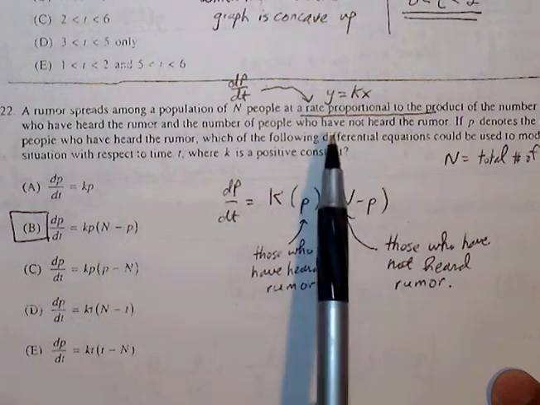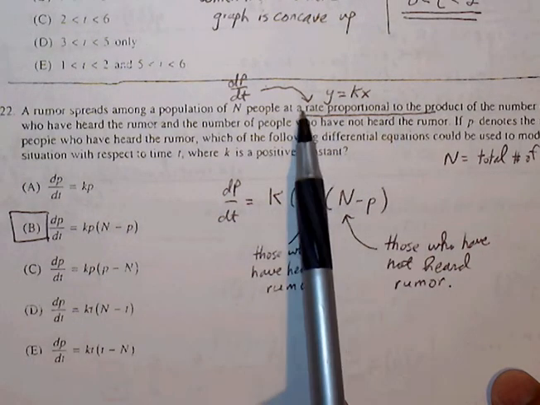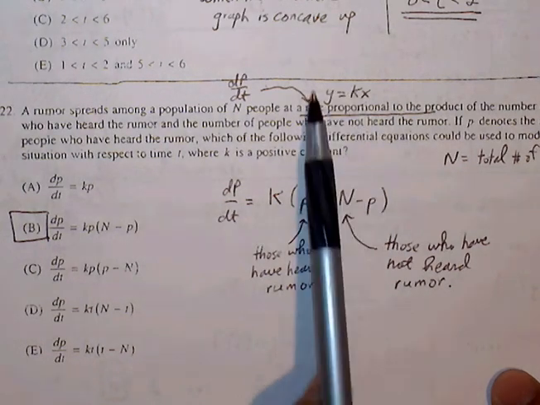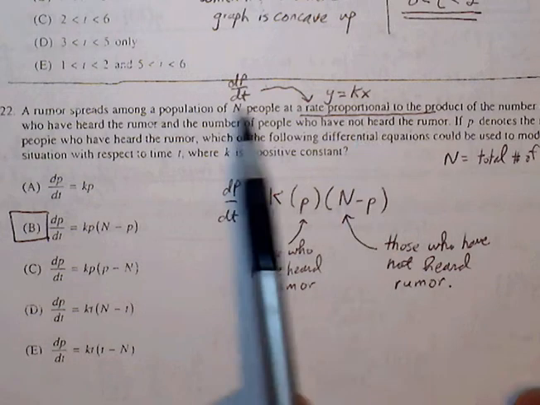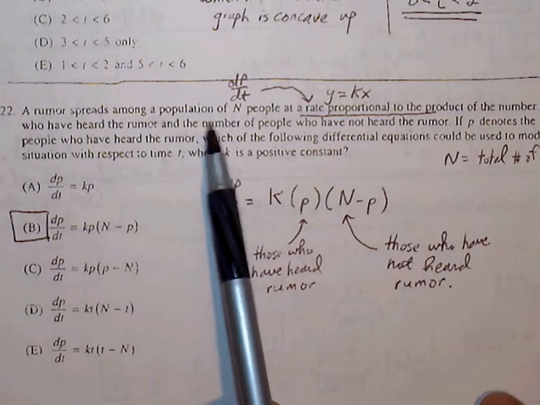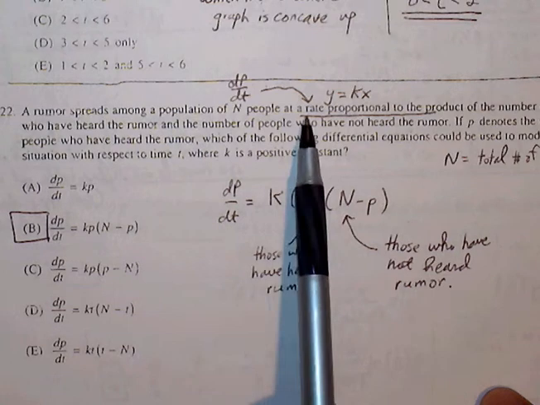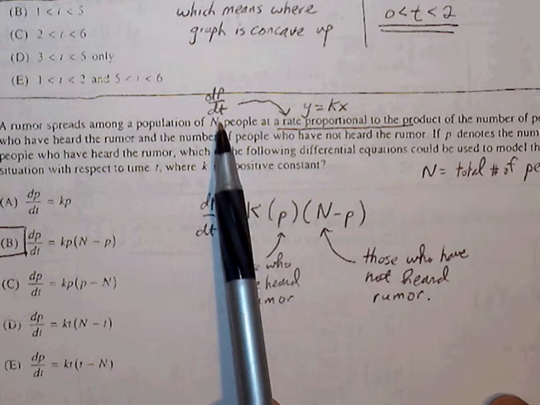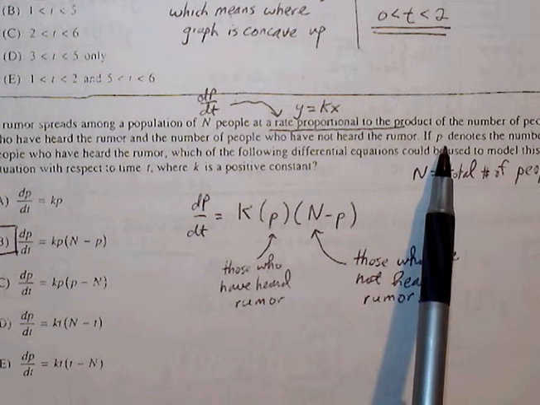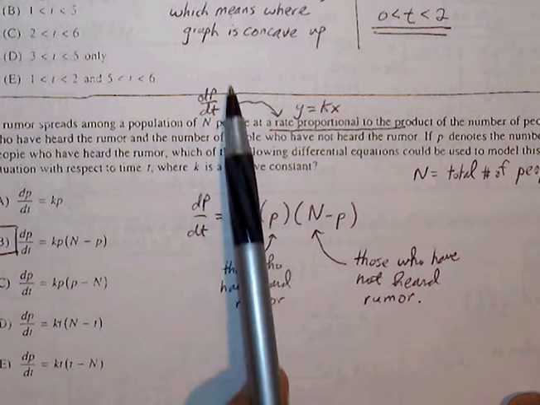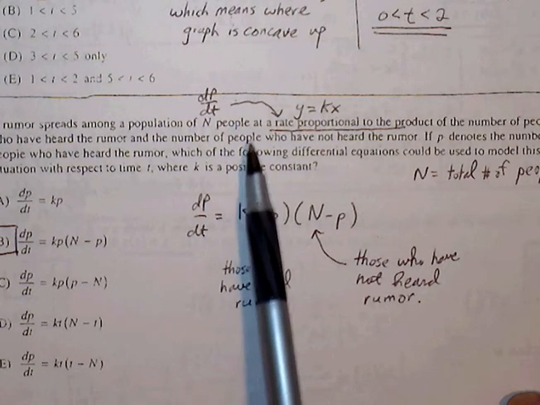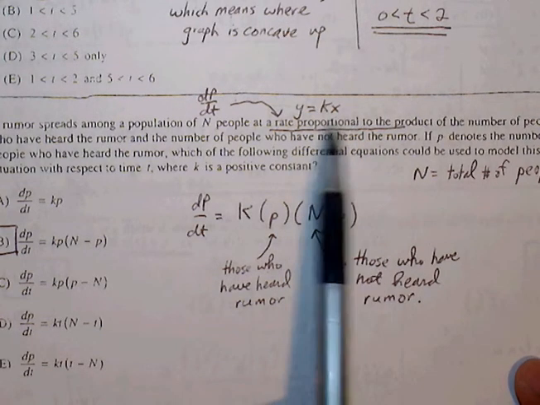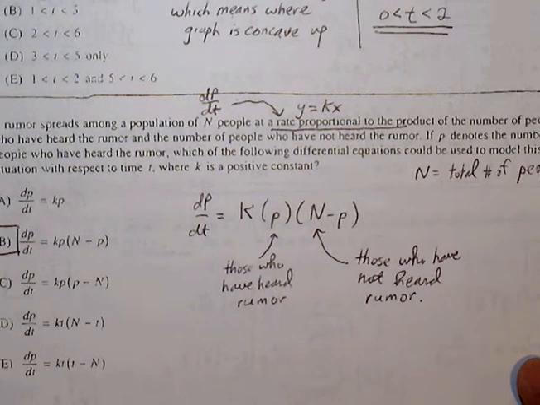First off, we notice this phrase here, rate proportional to the product. So we know that this is going to be in the form of y is equal to kx, right? And a rumor spreads at a rate. So the rumor spreading at a rate is represented by dP over dt, because P represents the people who have heard the rumor. So the change in the number of people who have heard the rumor is proportional to the product of the number of people who have heard the rumor.